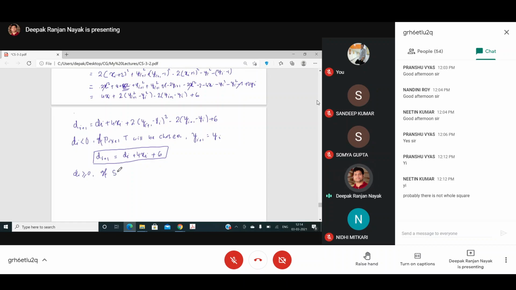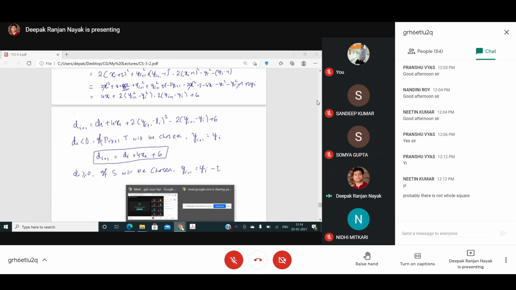So similarly, if di is greater than equal to 0, at that time pixel s will be chosen, at that time y of i plus 1 will be equal to yi minus 1, the below pixel. So now you replace the value of yi minus 1 in place of yi plus 1 in this equation and see the value. Just a second. Put the value here and tell me the final answer.